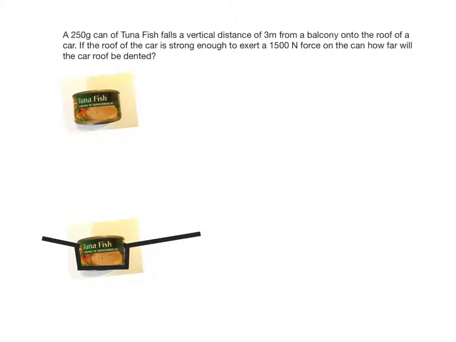This problem involves energy transfers and work done. We can therefore use the work-energy principle to solve it. We first need to identify the initial and final situations. The initial situation is the release point 3 meters above the car roof. The final situation is when the can is finally stopped on top of the car roof.